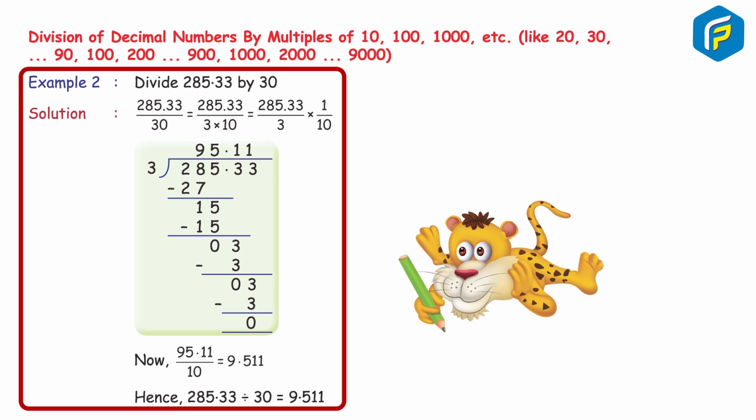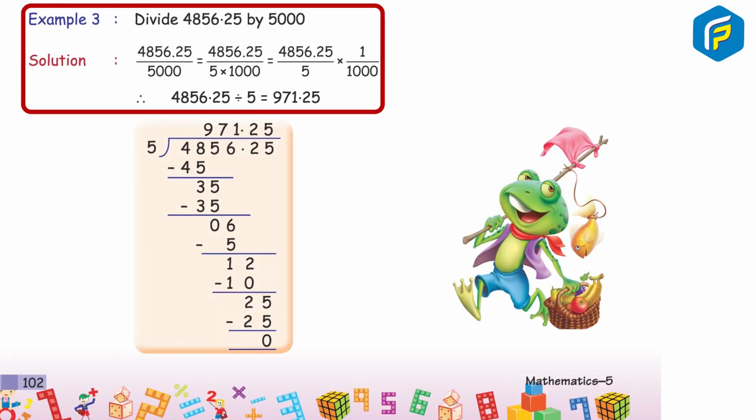Example 2. Divide 285.33 by 30. Solution: 285.33 divided by 30 equals 285.33 upon 3 into 10, which equals 285.33 upon 3 into 1 upon 10. Now 95.11 upon 10 equals 9.511. Hence 285.33 divided by 30 equals 9.511.